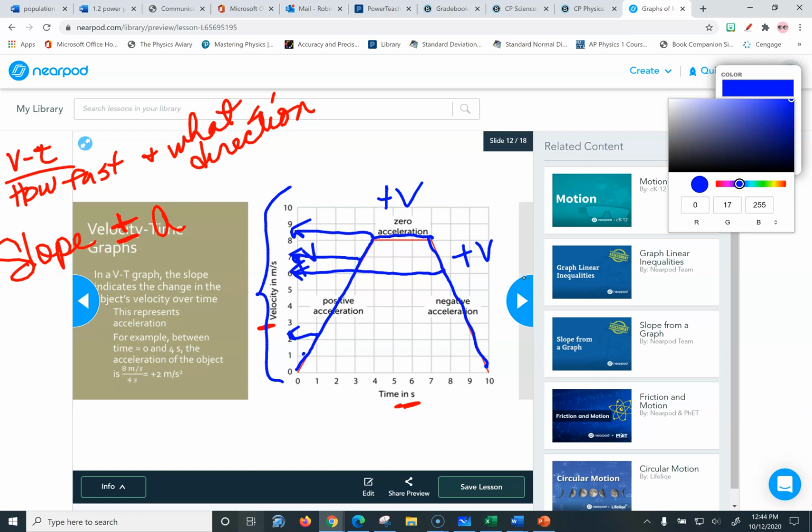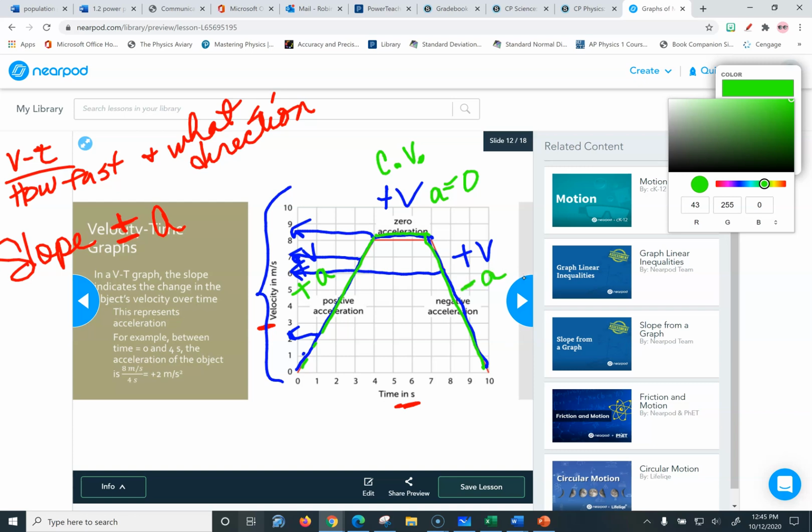So your next step is to look at the slope. This whole segment has a positive slope, so it's a positive A. This whole segment has a zero slope, so your A equals 0. When our acceleration is 0, remember, I like the shortcut CV for constant velocity, just as a reminder. Here, negative slope, negative A.